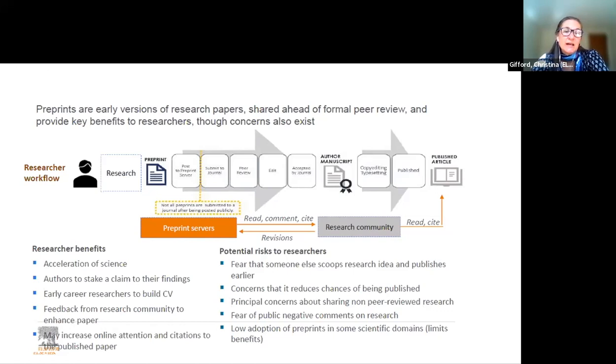I think we've seen that of late, when people were trying to really get out information, especially with the COVID crisis. So trying to have people understand that it hasn't been peer reviewed, it's an early finding, but trying to get that data and information out as quickly as possible. So the fear of public negative comments on research prior to its actual publication in a journal is a concern as well. And low adoption of preprints in some domains can limit those benefits.